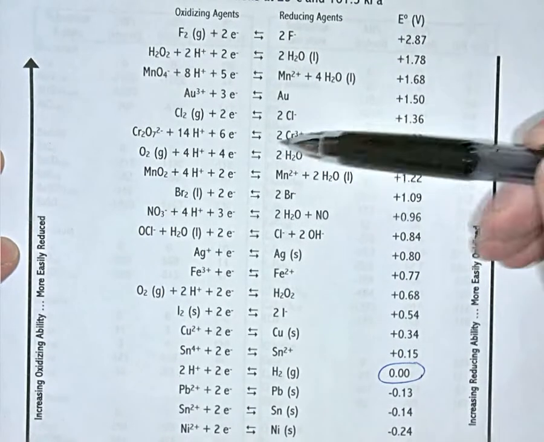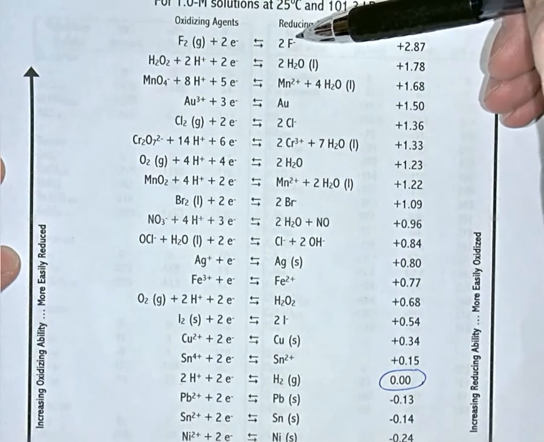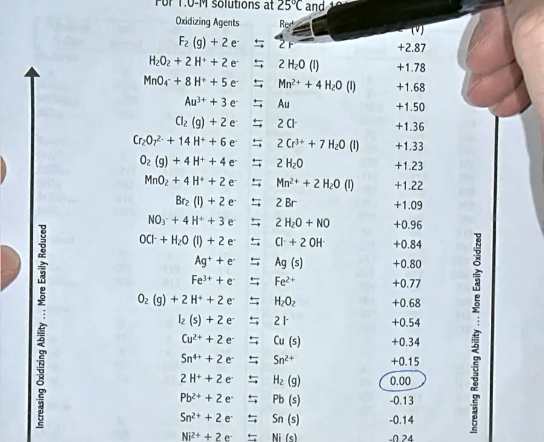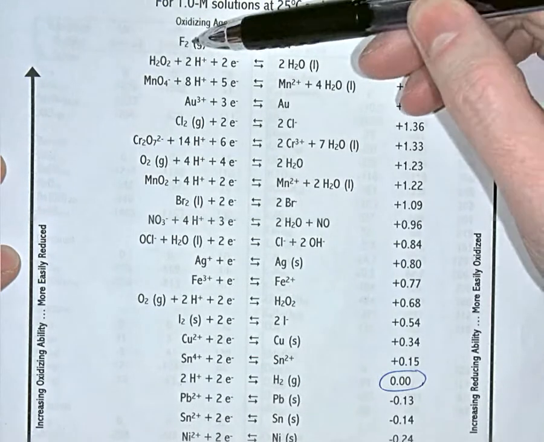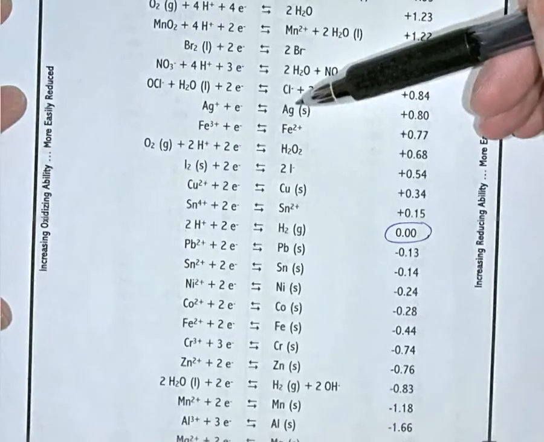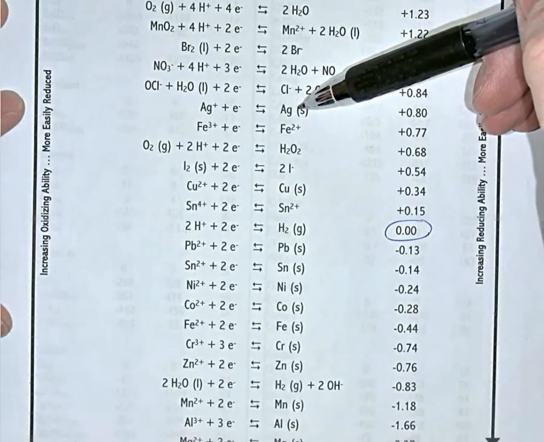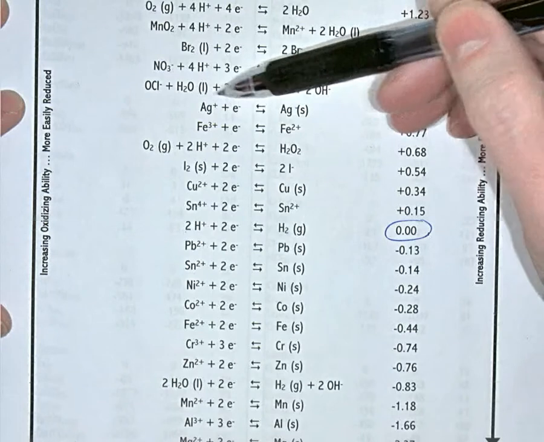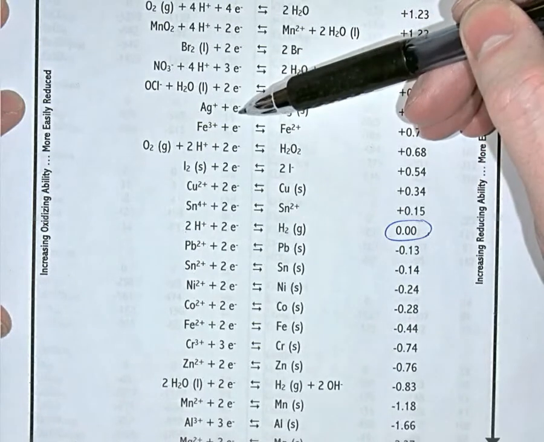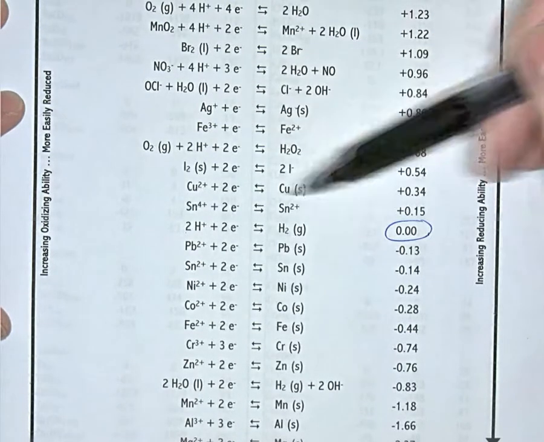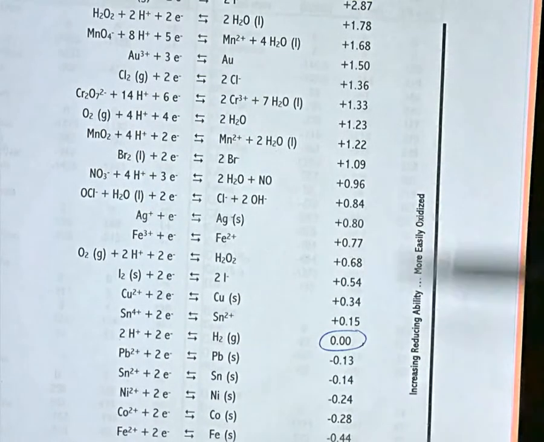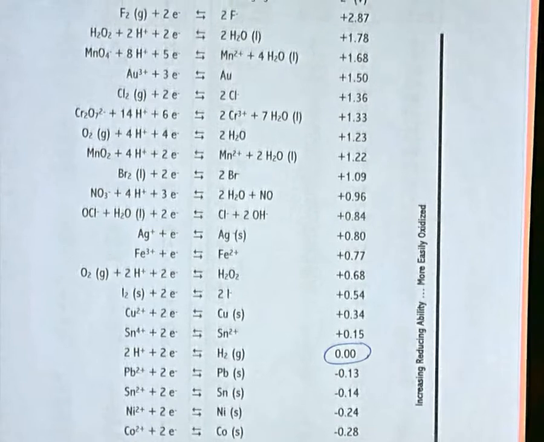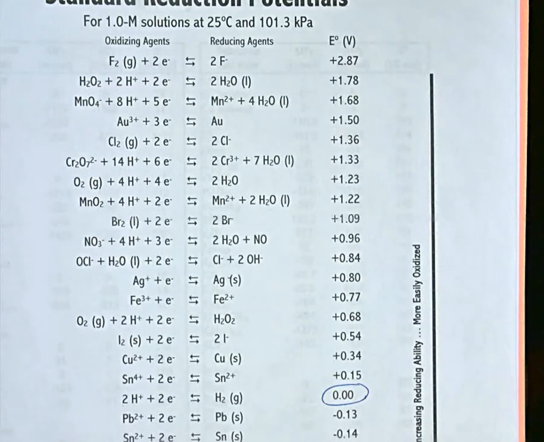If you looked at the equation backwards, you could say fluoride ions, reading it backwards, become oxidized and lose 2 electrons to make fluorine gas. You could say silver metal, reading it backwards, becomes silver ions and loses 1 electron. So the reverse reactions are oxidation reactions. These numbers on the side would change their sign if you were looking at the reverse reaction.